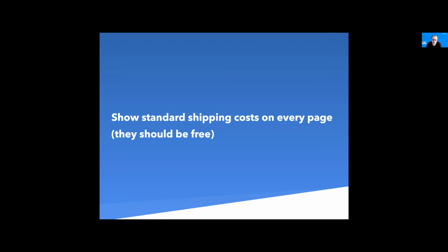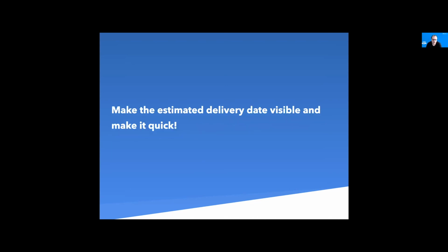Show standard shipping costs on every page as much as you can. You don't want people to get all the way to the checkout process and then find out that shipping is exorbitantly expensive. If you can do shipping for free, then I highly encourage that, or at least do a thorough test on it. And make sure the estimated delivery date and time is as visible as possible and make it as quick as you can.